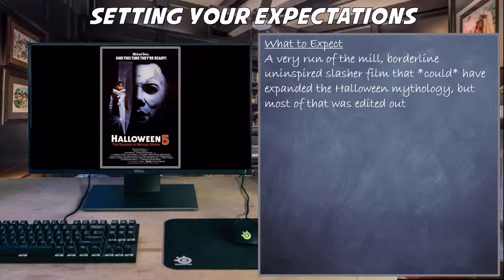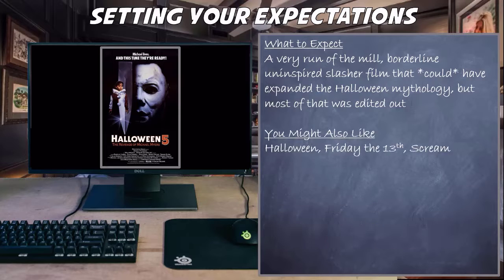Let's get into setting your expectations for this film. If you're going to sit down and watch Halloween 5, what you should expect is a very run-of-the-mill, borderline uninspired slasher film that could have expanded the Halloween mythology, but most of that was edited out. So if you like Halloween, you might like this film. If you like Friday the 13th, you might like this film. If you like Scream, you might like this film. This film is definitely not as strong as Halloween 4. But if you like any of those series, you'll probably be willing to give this one a chance.